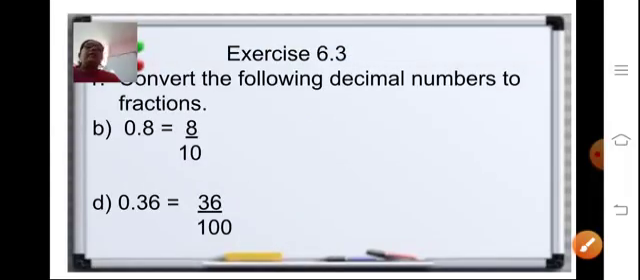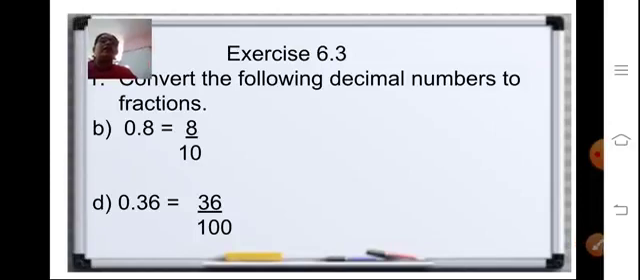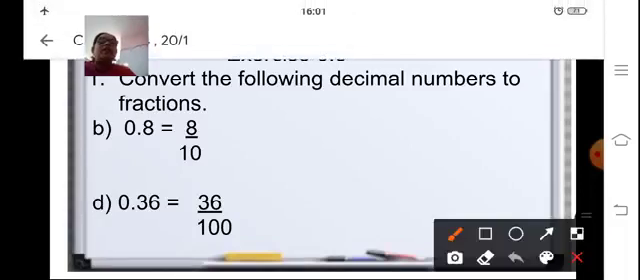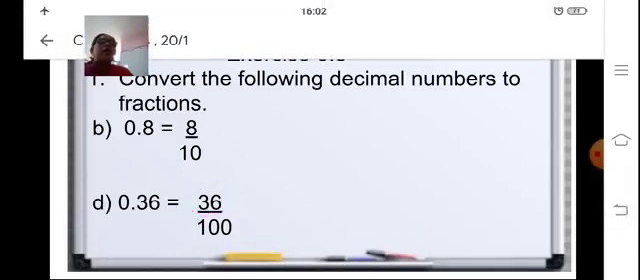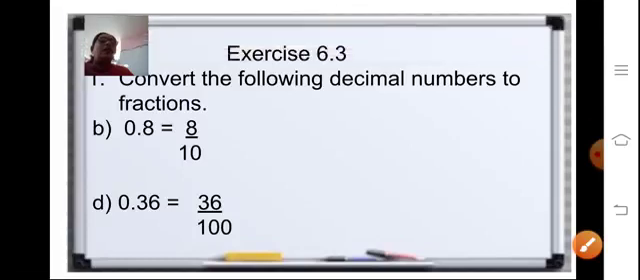Okay, now converting decimal numbers to fractions. Exercise sums from the textbook, which again you have to solve in your notebook. Now this sum I have already shown you, 0.8, that will be 8 upon 10. 0.36, so 36 you will write as it is. After the decimal point 2 places, so you will write the number as 100, that is 36 upon 100.